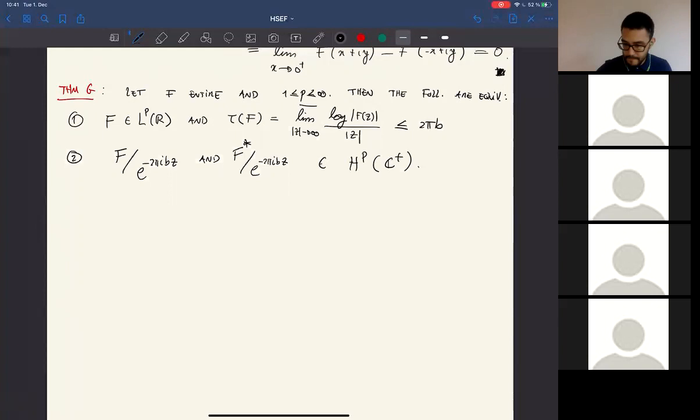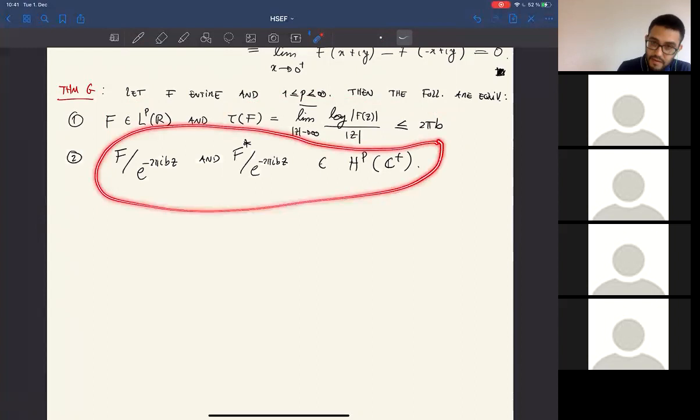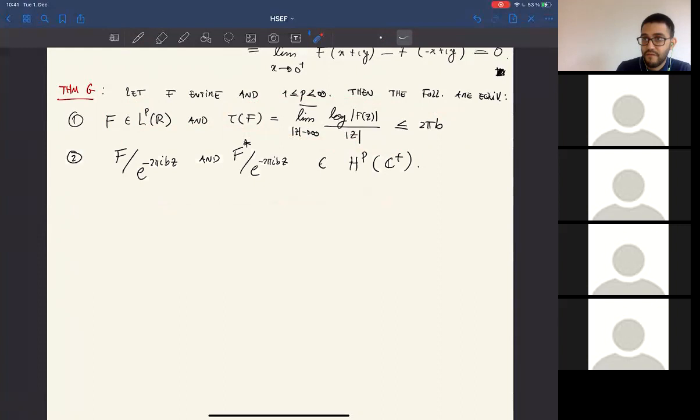Okay. And well, if that is true, then great. I can define the Paley-Wiener space as entire functions, L^p on the line, so that the type is less or equal than 2 pi b, exactly like the Paley-Wiener space, but now with L^p instead of L2. And this would be equal to this space here. And you can easily show that this is a closed subspace of the Hardy space, okay? So therefore, it's a Banach space, so it's complete, okay?